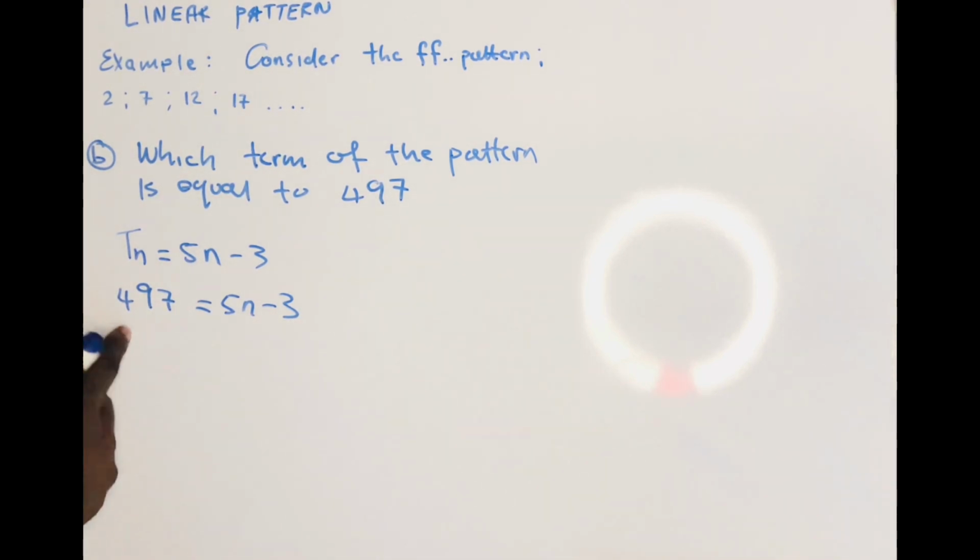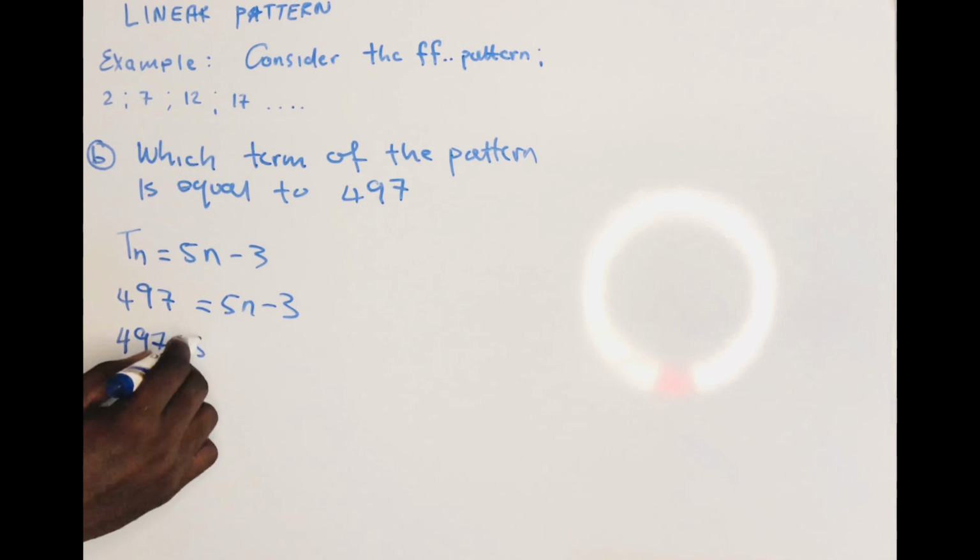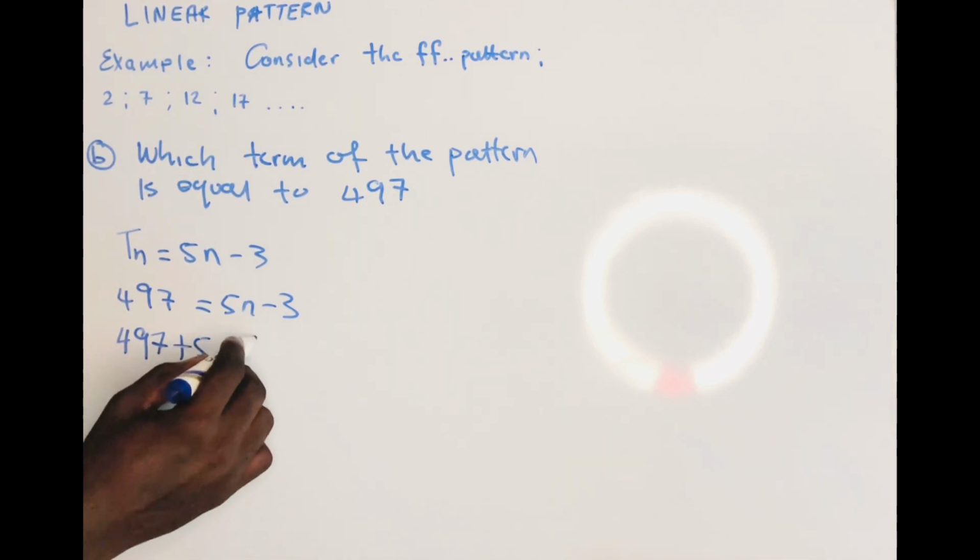Then negative 3, it's going to be negative 3, 497, negative, when it jumps the equal sign, it becomes positive, minus 5.